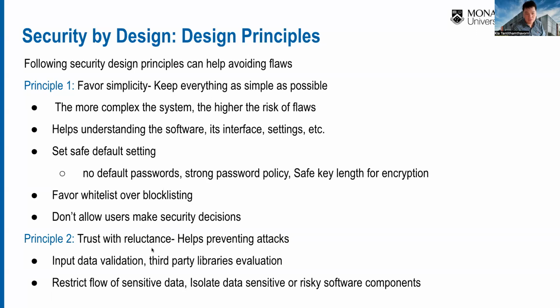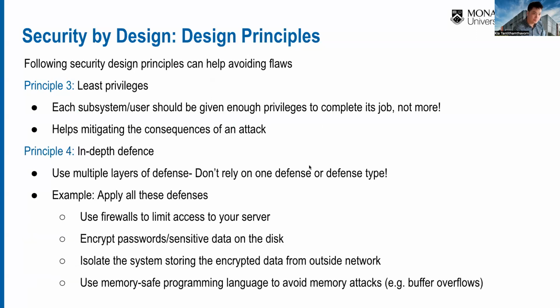Principle two: trust with reluctance helps prevent attacks, right? So when a system normally takes lots of input, how can we ensure that the input is valid, right? That's why we need to have such kind of input data validation. We should build the trust with reluctance as well to prevent the attacks, okay? Like email address validation, password validation, whether it meets the minimum requirement or not, that kind of thing. Okay. Yeah. And other things as well.